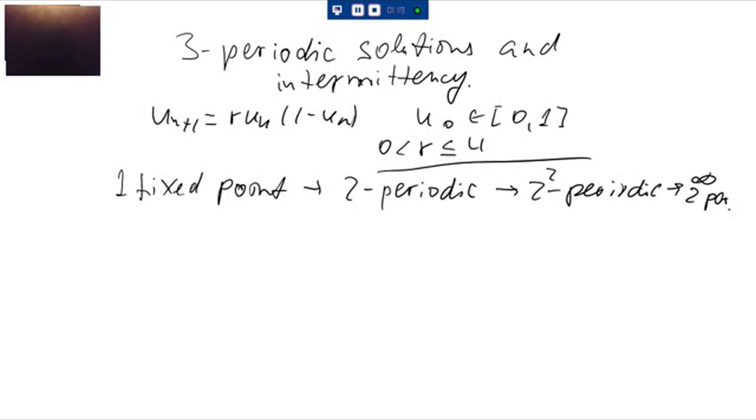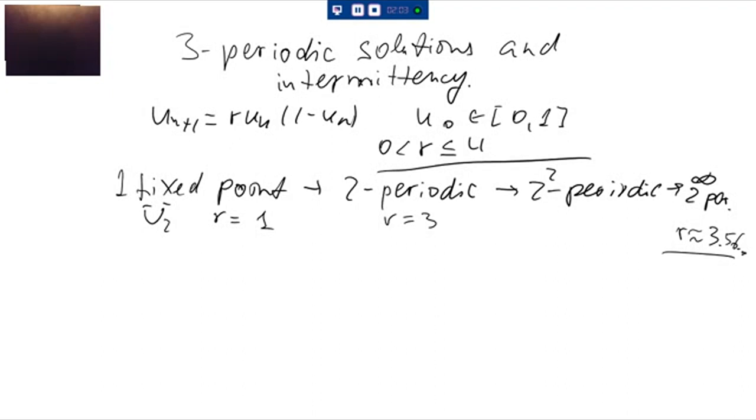So this fixed point here we will consider, from which two periodic solutions give rise, and this occurs when r equals 1. Then two periodic solutions occur when r equals 3, and so on, and 2 to the power of infinity when r approximately equals 3.5699 and so on.